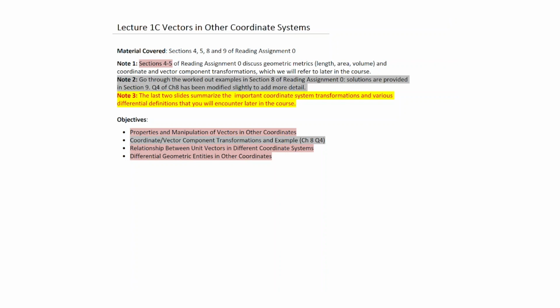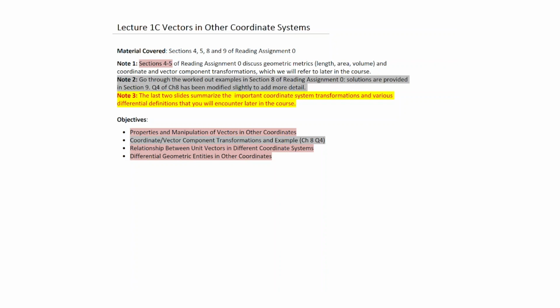Question 4 of chapter 8 has been modified slightly to add more detail. This is a particular question that we will discuss in this lecture. And the last item is that the last two slides summarize the important coordinate system transformations and various differential definitions that you will encounter later in the course.